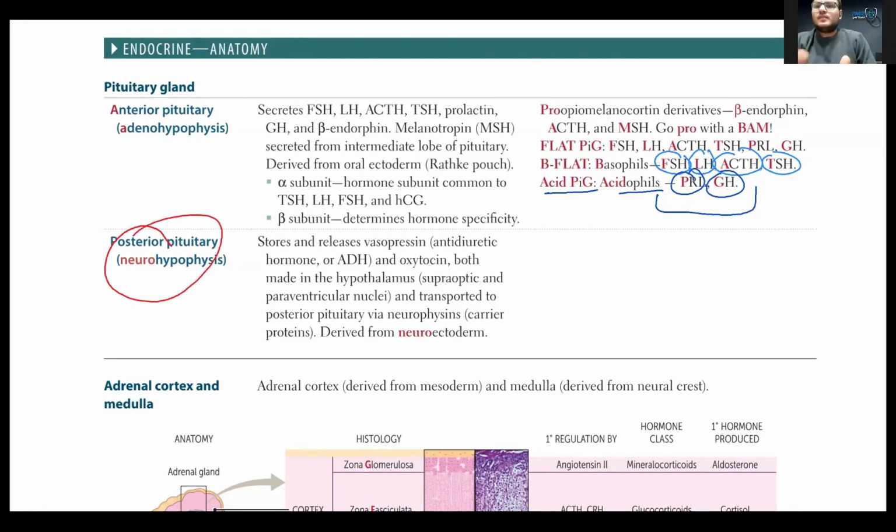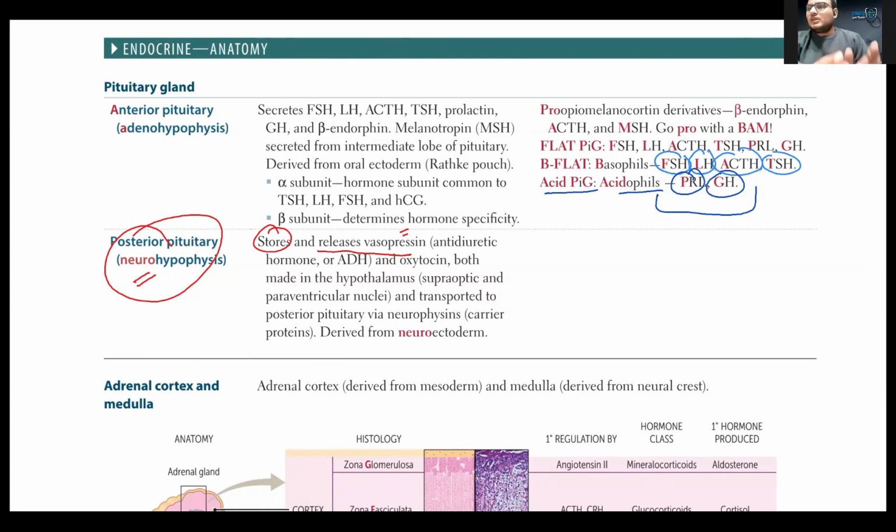Okay, next we will discuss the posterior pituitary gland. Posterior pituitary is called neurohypophysis. Anterior is called adeno and posterior is called neuro. It stores and releases vasopressin. We have discussed this in detail in our MRCP lecture series because I have also taught the endocrinology section of MRCP.